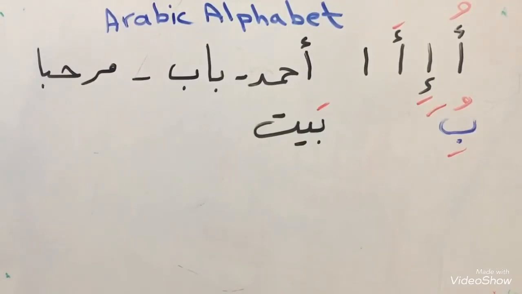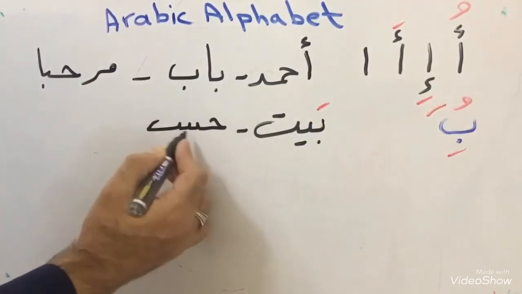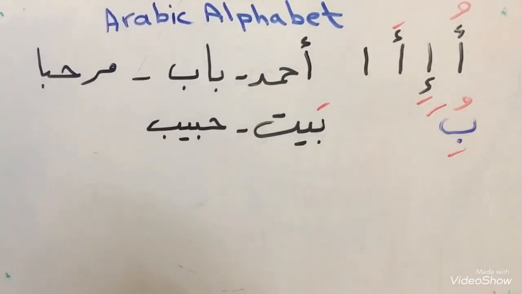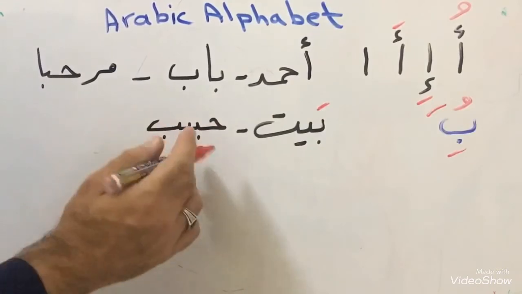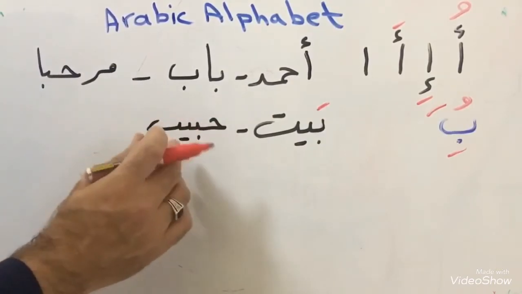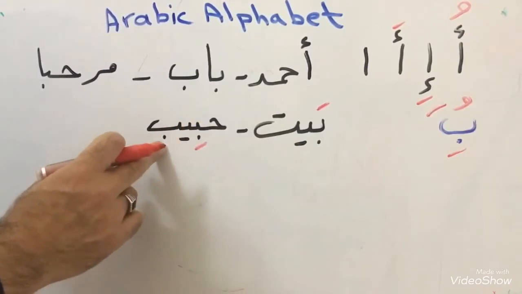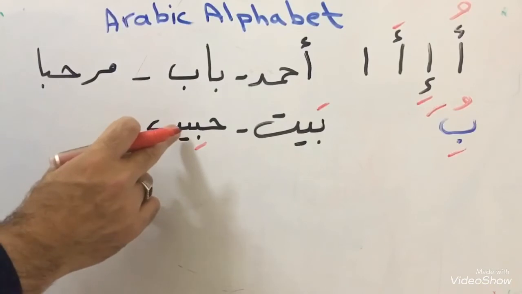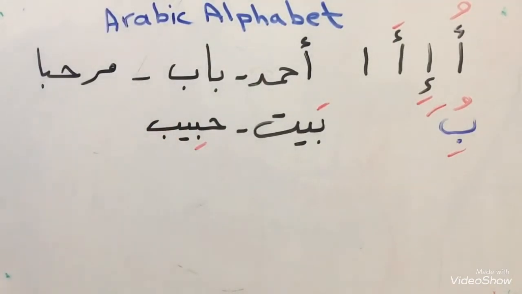An example of Ba in the middle is Habib. You can see how Ba comes in the middle after Ha before Ya. So it has two hands. It is bi, Habib. And we can see also Ba at the end. It comes after Ya. Habib means lover.